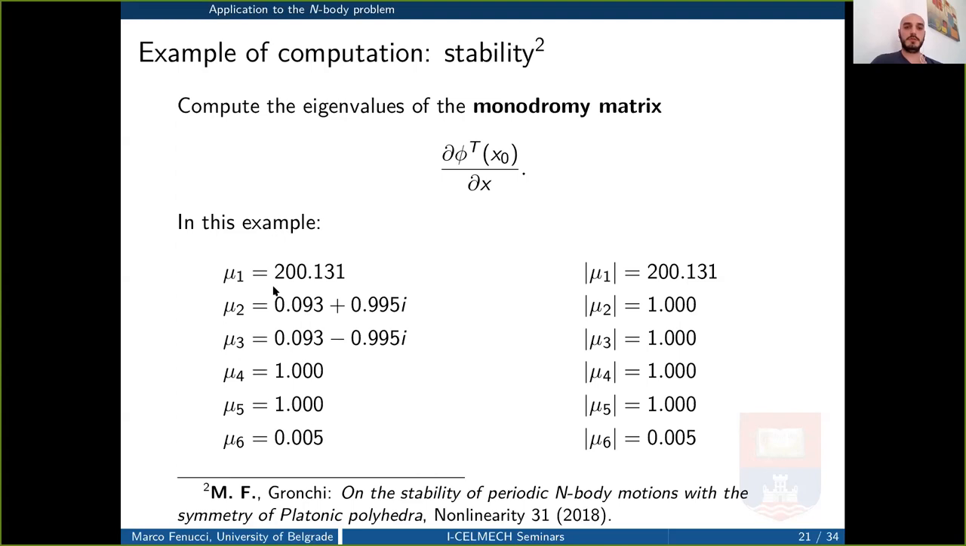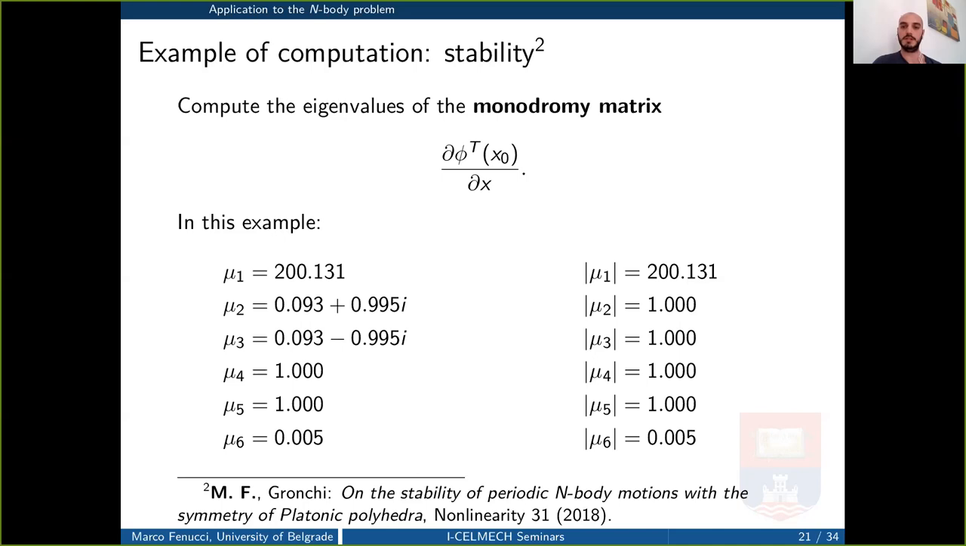Then we see that there are two eigenvalues which are not unitary, and this means that this orbit is unstable. Actually, the stability of all these orbits has been studied in this paper, and we can do something more, because we can also use rigorous numerical methods to rigorously prove the instability of this orbit.